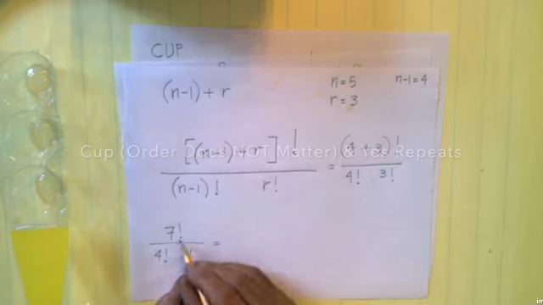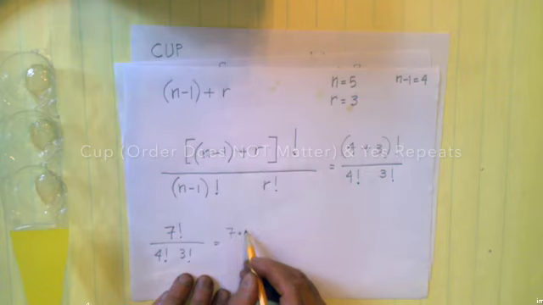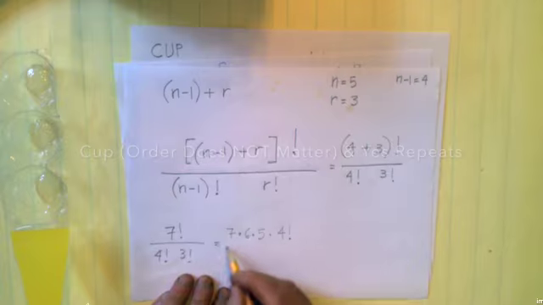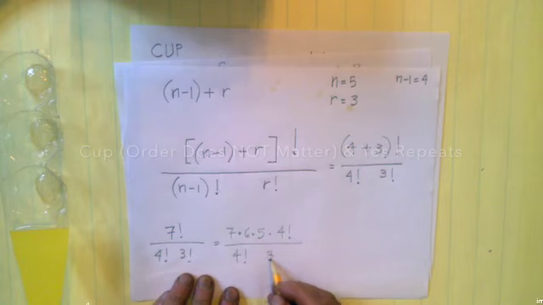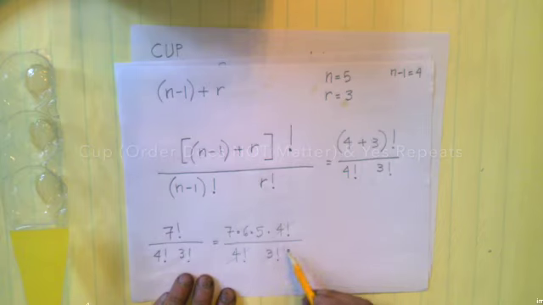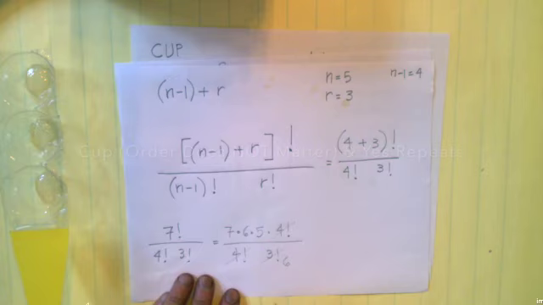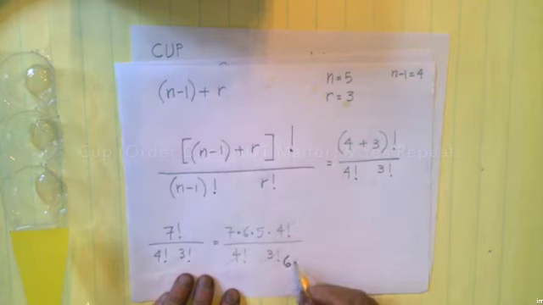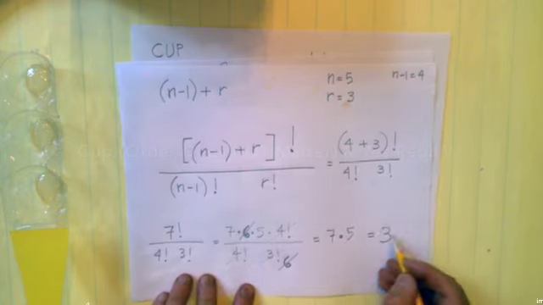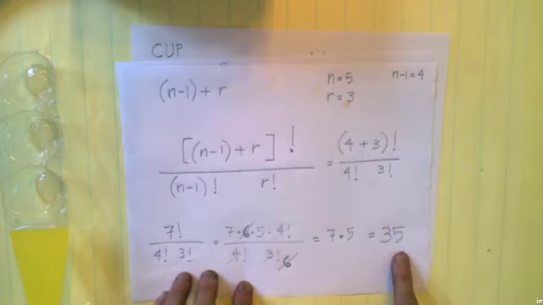Well, guess what? 7 factorial is just 7 times 6 times 5 times 4 factorial. And here we divide by 4 factorial and 3 factorial. 4 factorial cancels top and bottom. And 3 factorial is just equal to 6. The 6 cancels with the 6. And we are left with just 7 times 5, which is equal to 35. So there are 35 different ways.